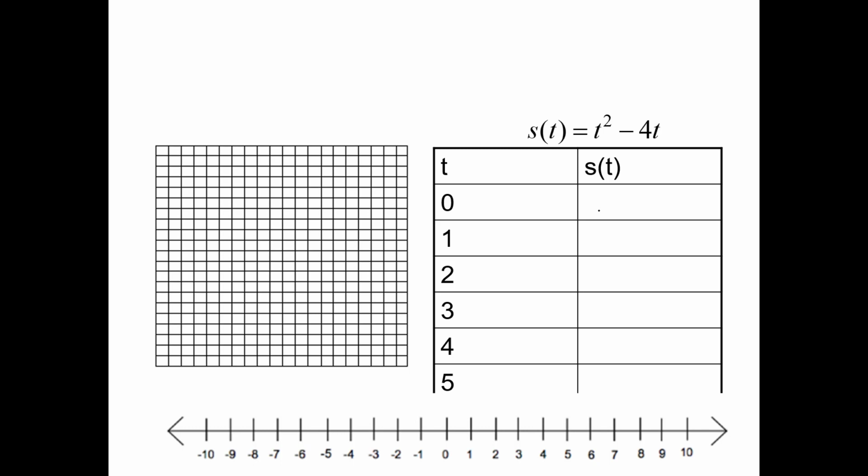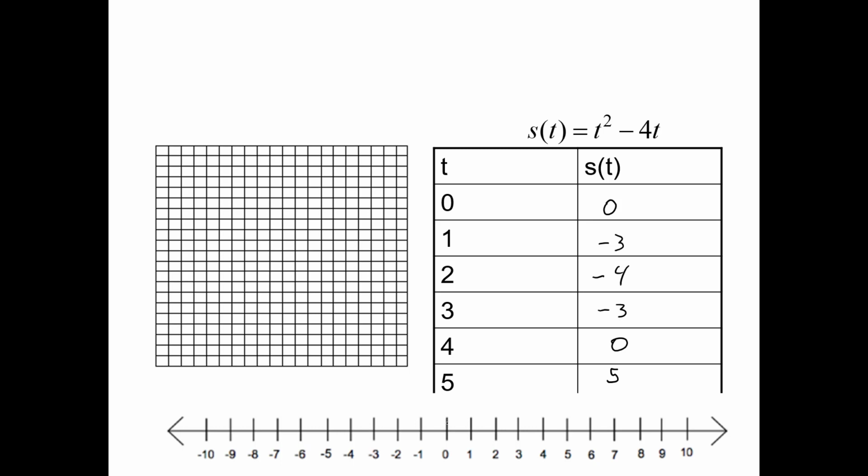Okay, so at 0 we get 0, so now we're starting at 0. At 1 second, 1 minus 4, we move to the left, negative 3. At 2 seconds, 4 minus 8 is negative 4. At 3 seconds, 9 minus 12, we're back to negative 3. At 4, we get 16 minus 16, we're back at 0. And then at 5, we're at 25 minus 20. Now we're going right.